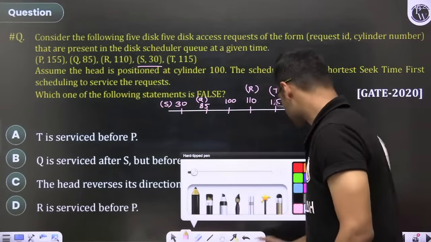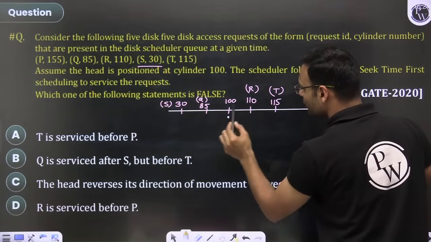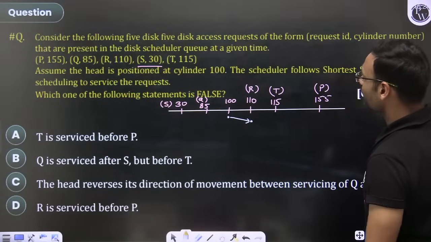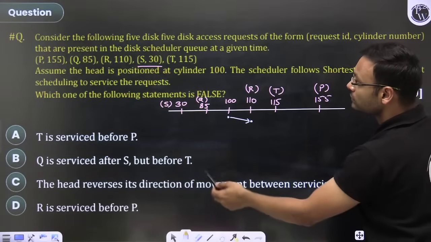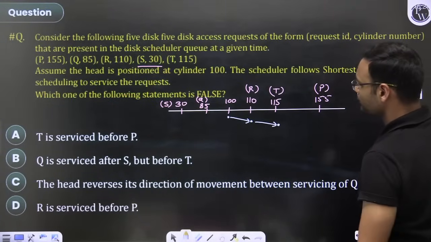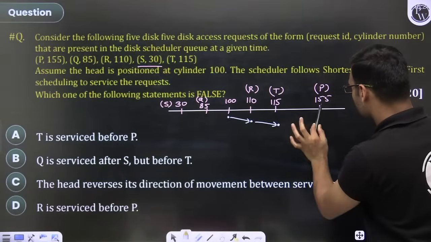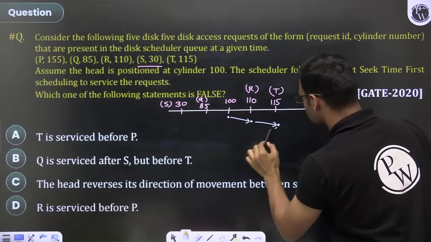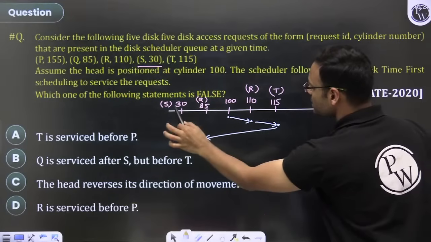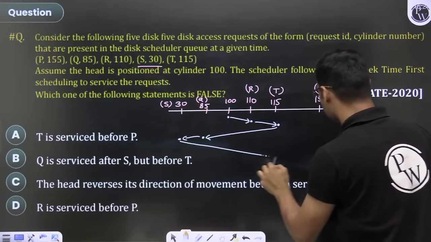The scheduler uses SSTF. Let's do SSTF from 100, which is closer. 85 is at 15, 110 is at 10. From there, 115. From 115, this is 40 distance, this is just 30 distance. So we will go to 85. From 85, this is just 55 distance, and this is more than 55. We'll go to 30 and then at the end 155.